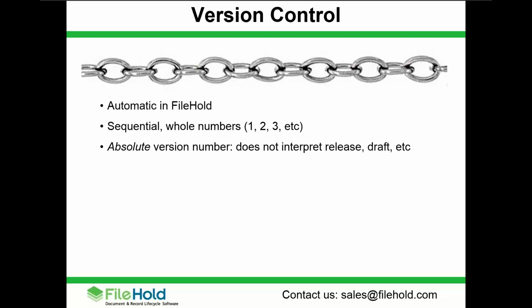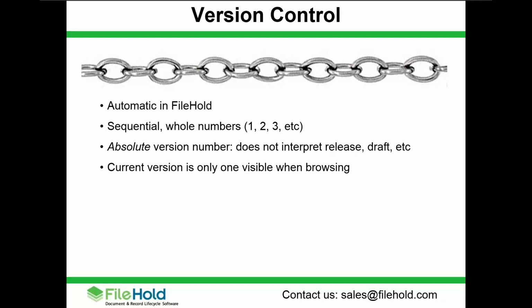It doesn't matter if the change that was made to that document was somebody added a comma to one of the paragraphs or if they added 10 pages of content at the end. When we're talking about the version numbers in FileHold, it's just that the document has been checked out, someone's made a change, and it's been checked in.